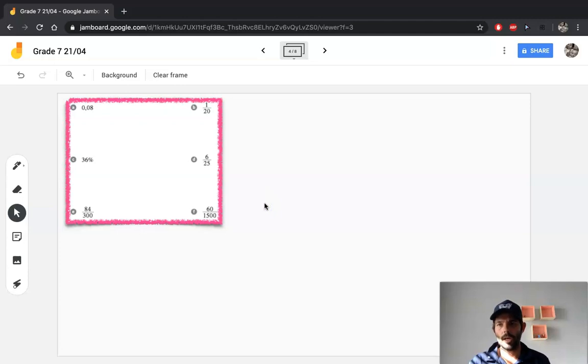Okay guys, so let's check it out. So in A, we've got 0.08. I know that that is 8 over 100, okay, because this 8 is in the 100th column.